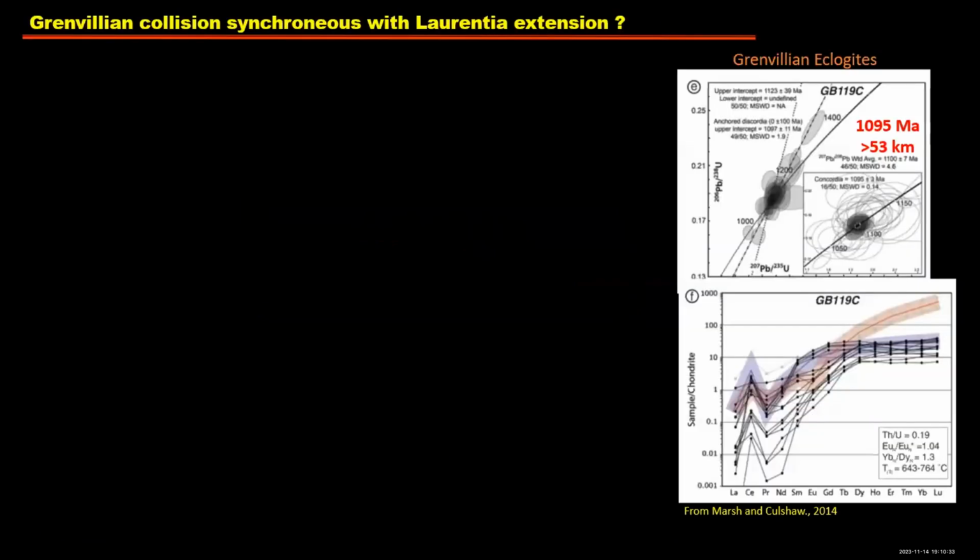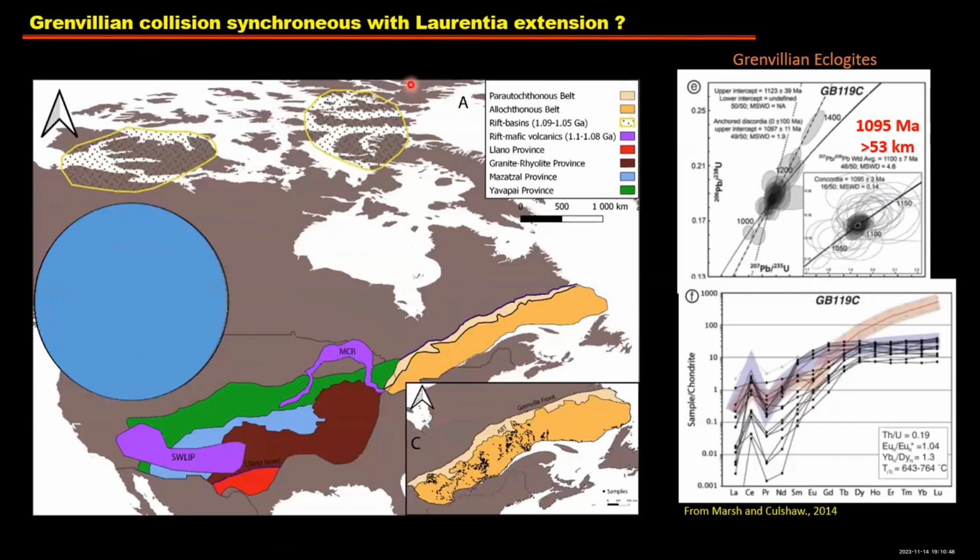So let's look at the collision to better understand. What's the best estimate of the collision itself? Well, Marsh and Kulsha dated several eclogite layers, and they dated zircon with typical high pressure profile, and it yielded ages of 1095. What was going on in Laurentia at 1095?